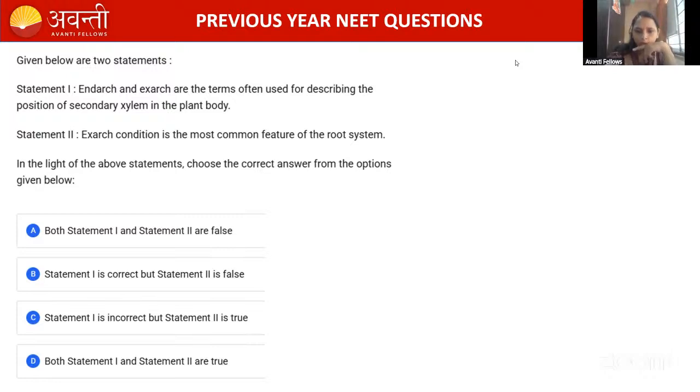I'm ending the poll, sharing the result, guys. So see here, 25% gave A, 38% C and 38% D. Okay, no problem. See here, guys. We have seen the two types, right? One is the exarch and the other the endarch, based on the xylem, right? Protoxylem is smaller and metaxylem is larger.